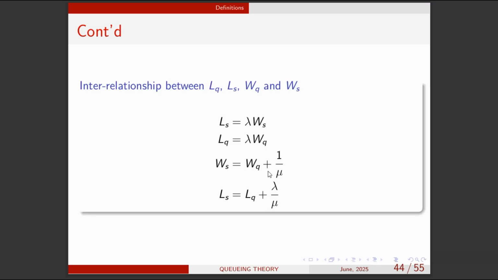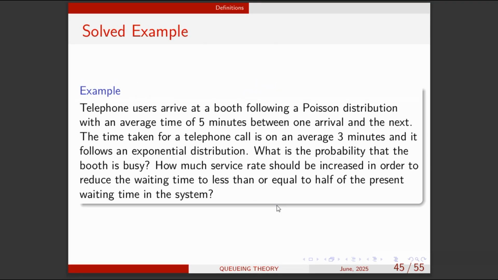Good. So the relationship between these two performance characteristics can be seen below. Ls should be equal to lambda times Ws, or Ws is equal to Ls over lambda, and the same thing for the queue. And the relationship between the Ws can be seen here. Ws should be equal to Wq plus 1 over mu, and Ls should be equal to Lq plus lambda over mu, right? So take notice. All right, so let's solve an example.